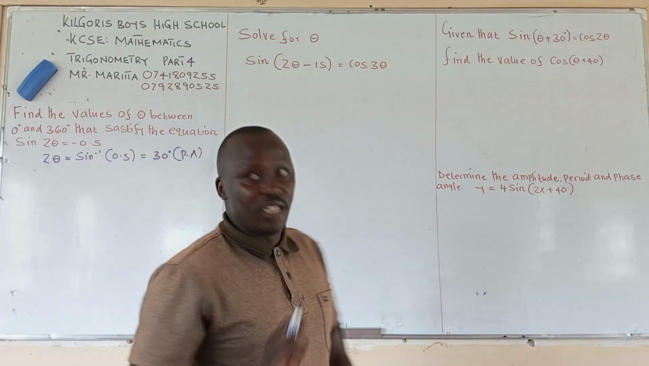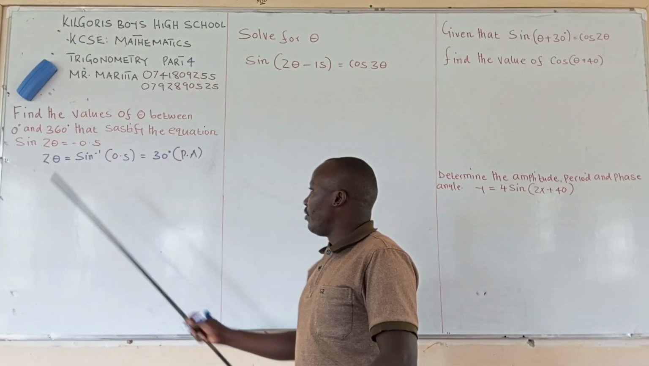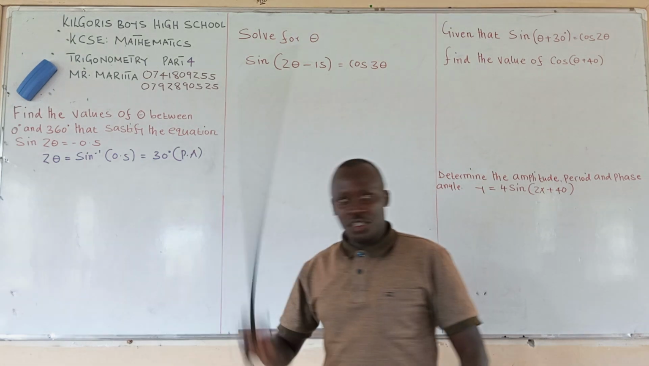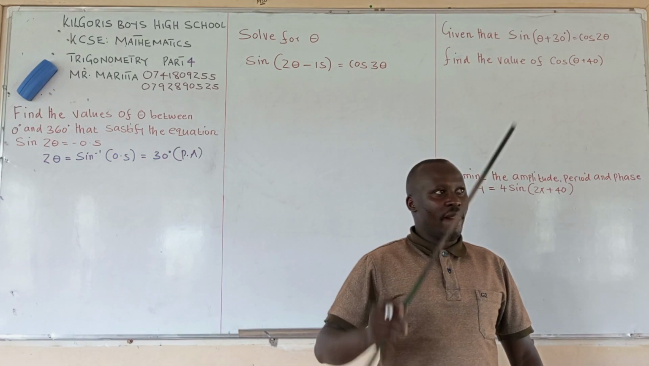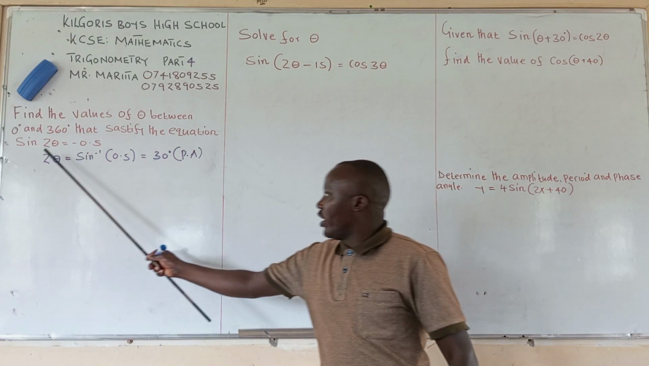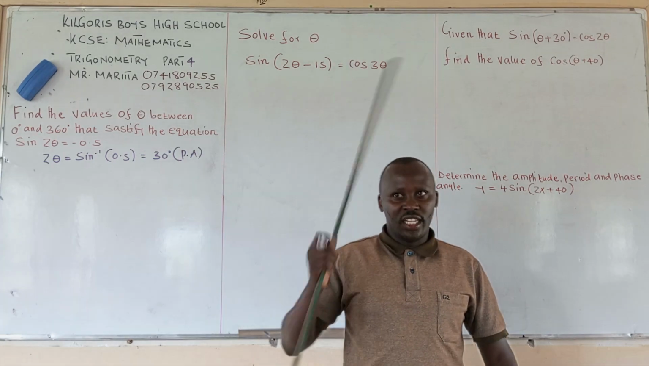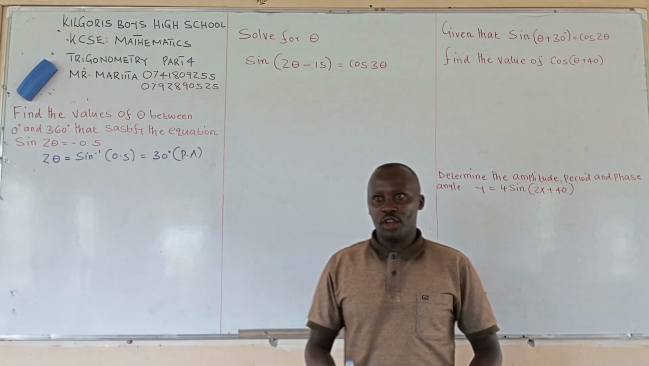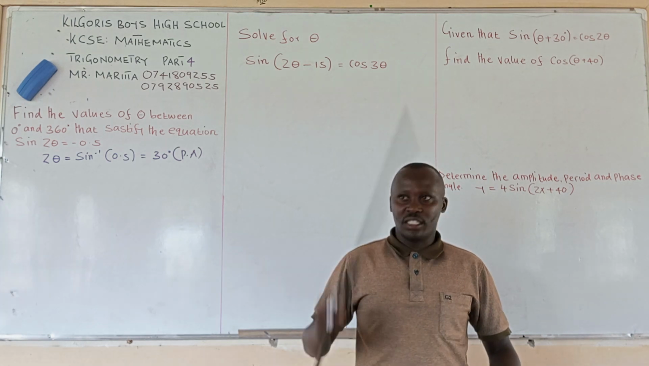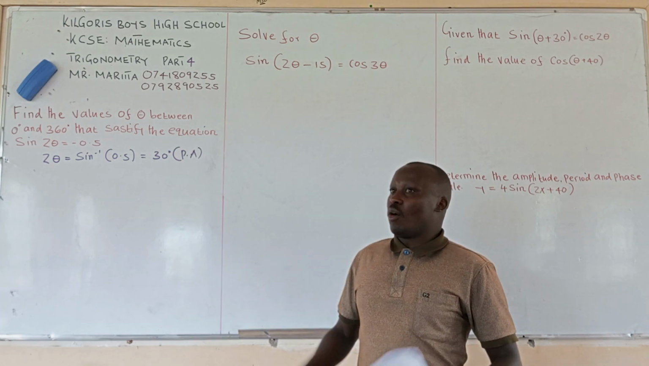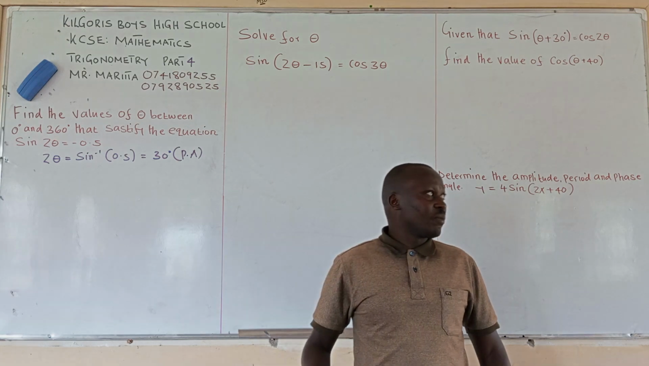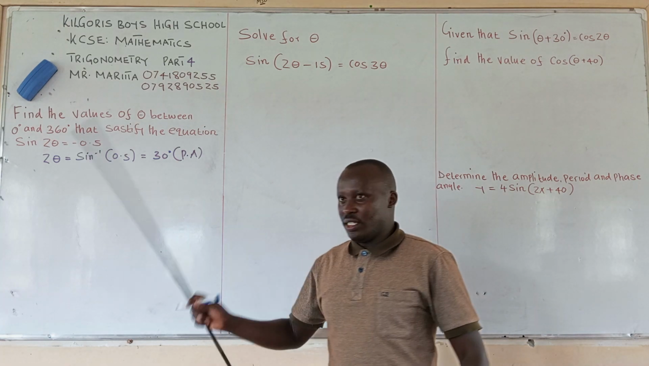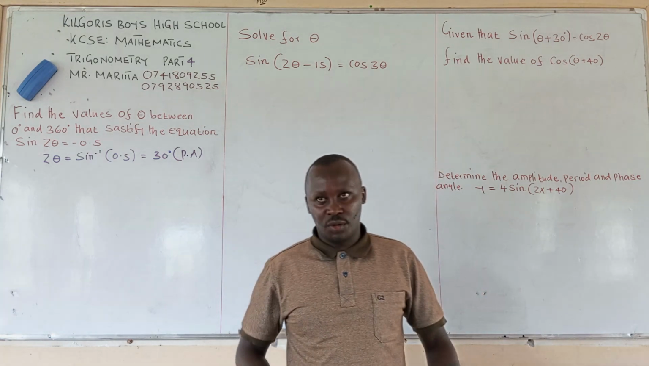So the first step: if we have sine, make sure you find the sine inverse on both sides. If it is tangent, you find the tan inverse on both sides. If it is cosine, make sure you find the cos inverse on both sides. Now, I have left the negative. The negative here you should now use on the unit circle.